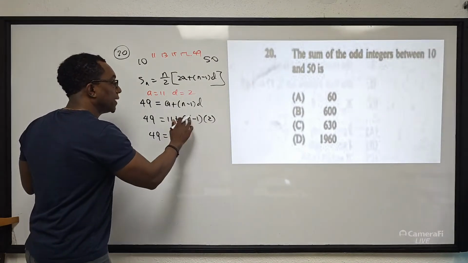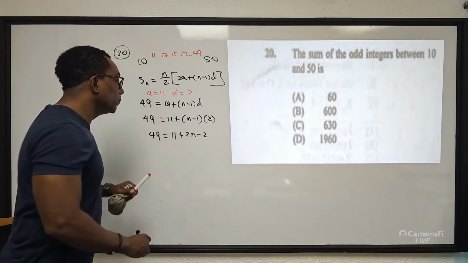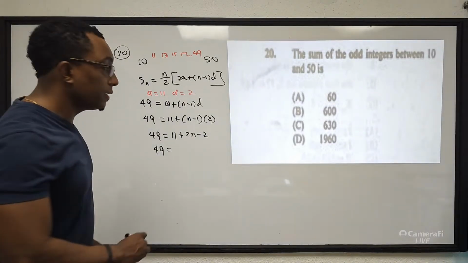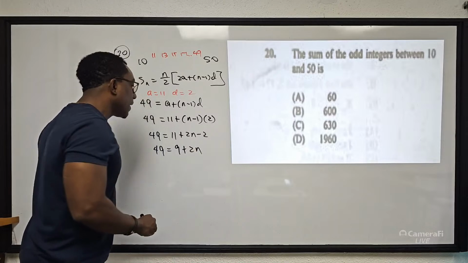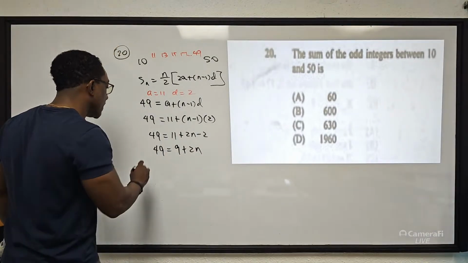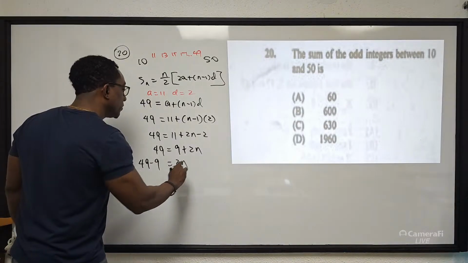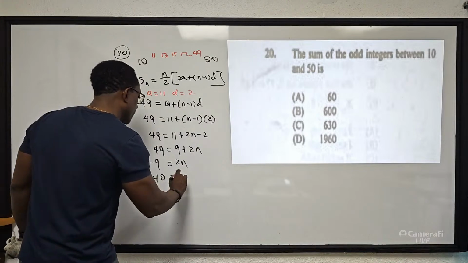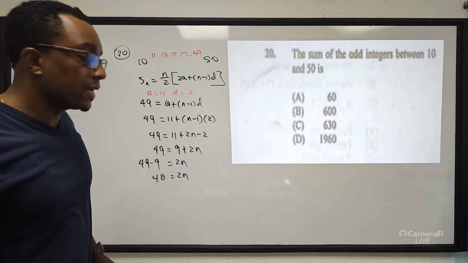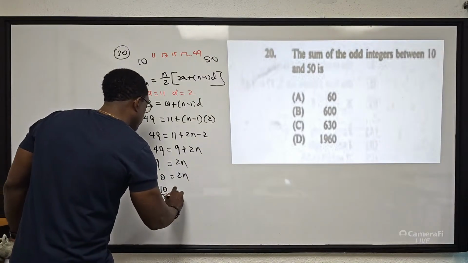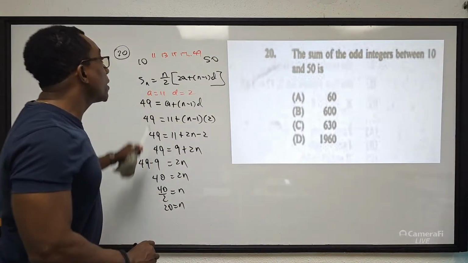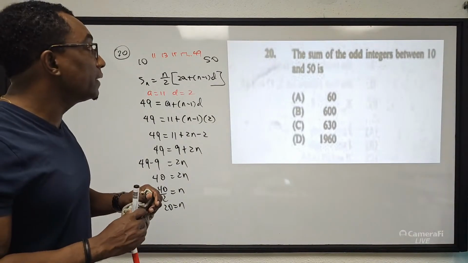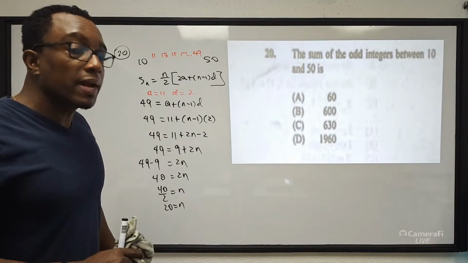Let's remove the brackets: 49 is equal to 11 plus 2n minus 2. 11 minus 2 is 9, plus 2n. I'm going to subtract 9 from both sides, so 49 minus 9 is equal to 2n, and 9 from 49 gives me 40 is equal to 2n. I can divide both sides by 2, so 40 divided by 2, n is 20. So the number of odd numbers between 10 and 50 will be 20 odd numbers.